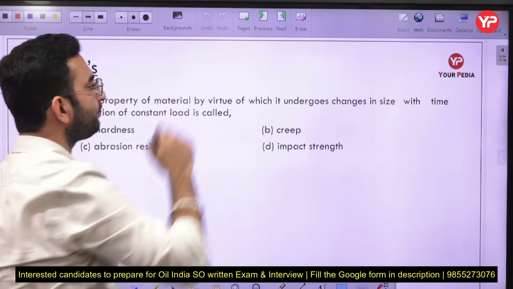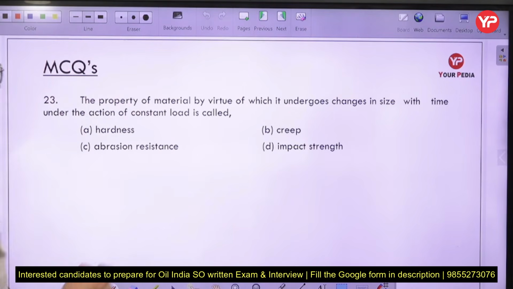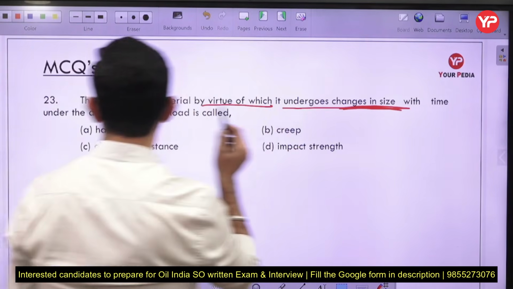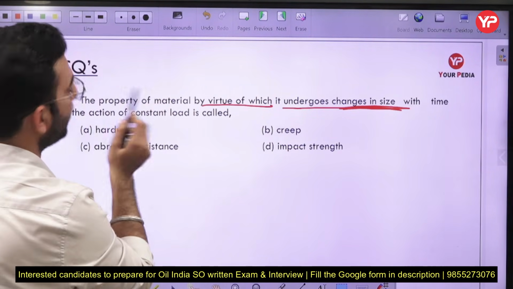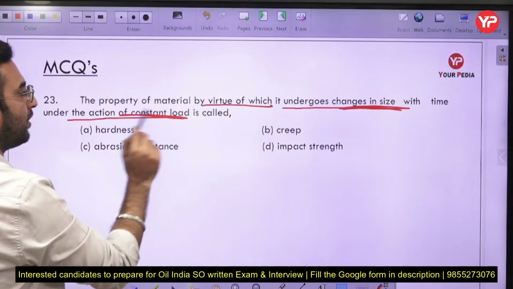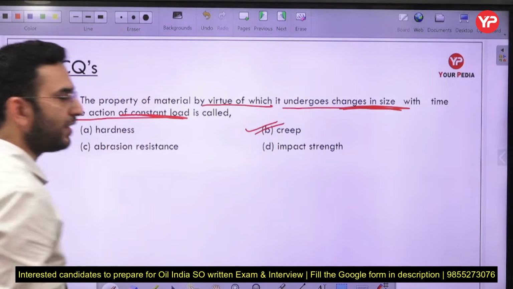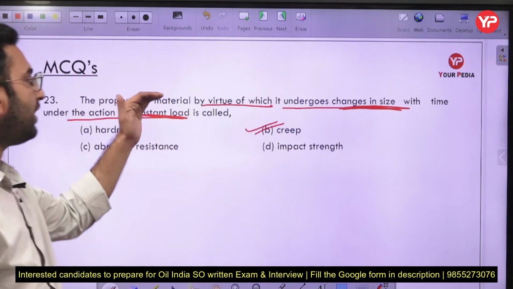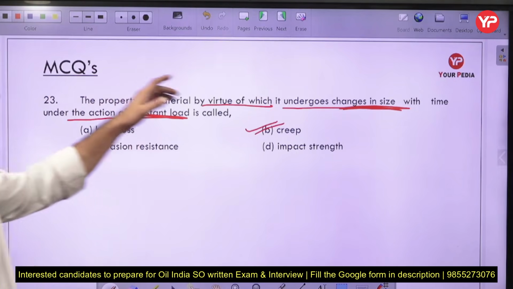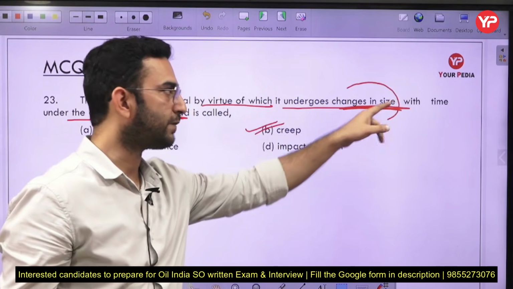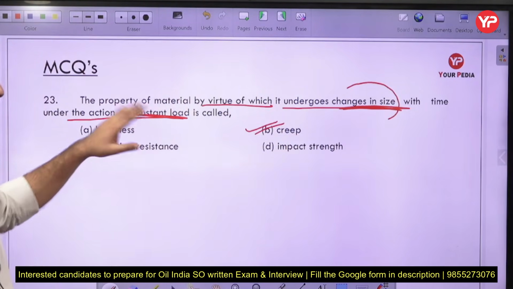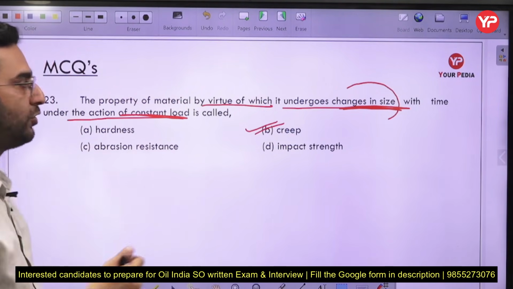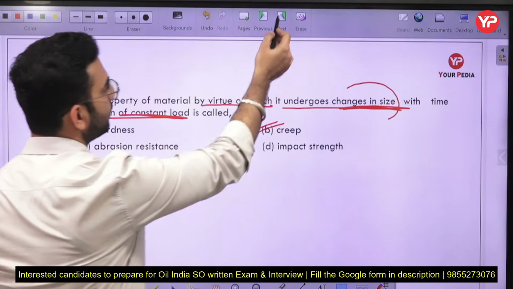Next question. The property of a material by virtue of which it undergoes changes in size with time under the action of constant load is known as creep here. Okay, that is a simple definition of creep. In that case, what is happening? The body has a property by which it undergoes deformation with respect to time, even though the load is constant here. So it is also known as time dependent deformation.